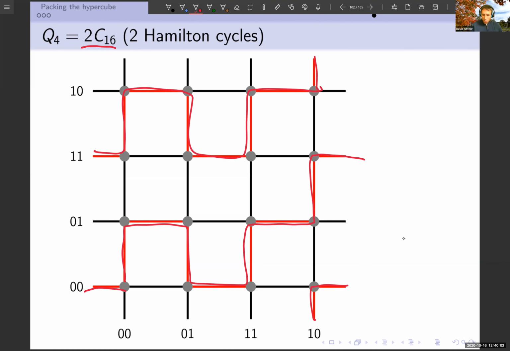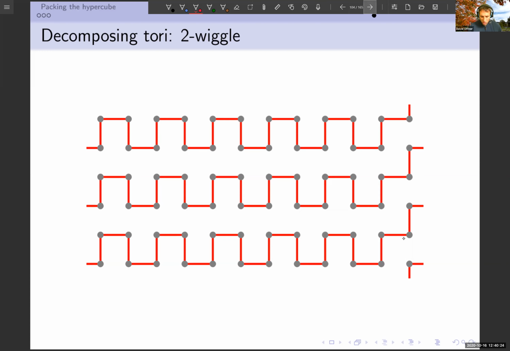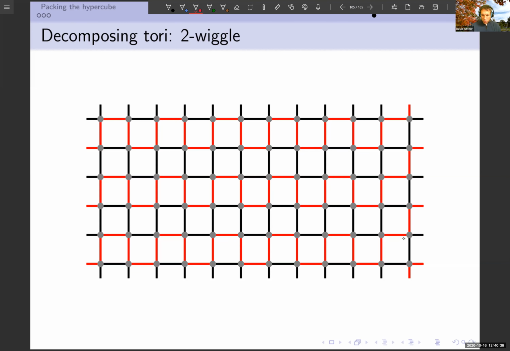Okay, and so this is the inspiration for what we're going to do going forward, right? Given a torus, a Cartesian product of 2 cycles, I can decompose it into cycles of the same length using what we'll call the wiggle decomposition. So a 2 wiggle divides it into 2 cycles. Here I'll isolate the red cycle, and the cycles in this case both have to have even length for the 2 wiggle to work. But I get a red cycle and a black cycle when I do a 2 wiggle.